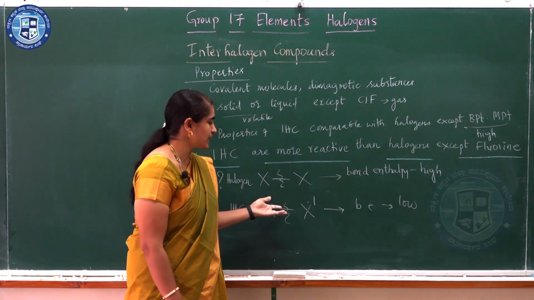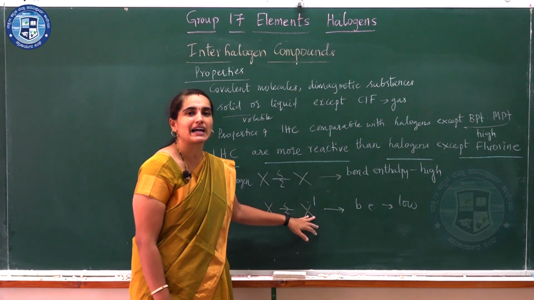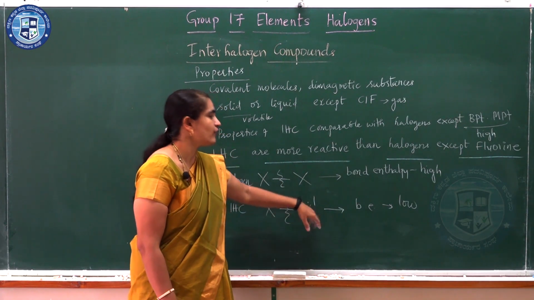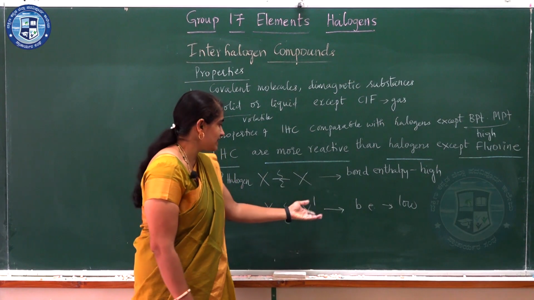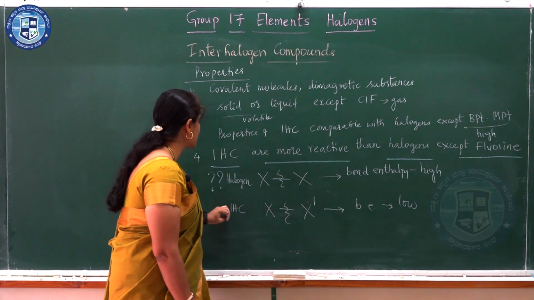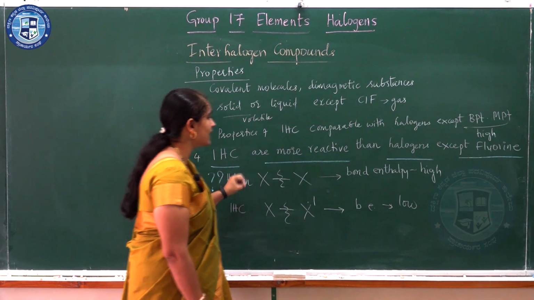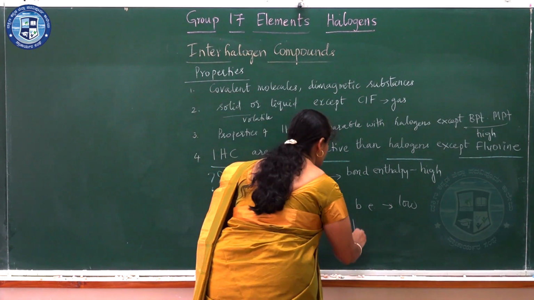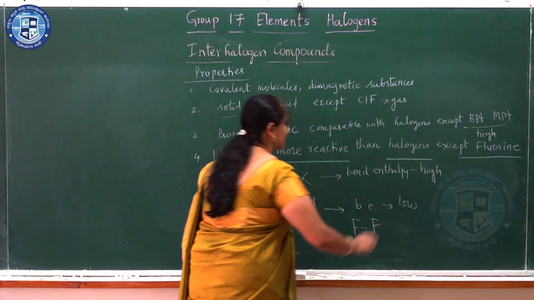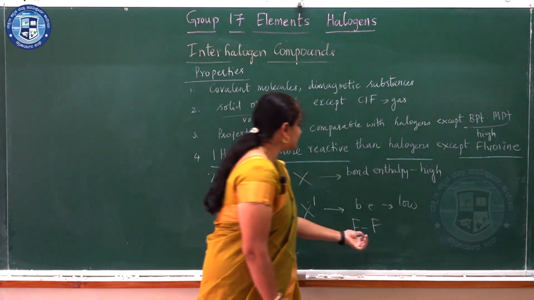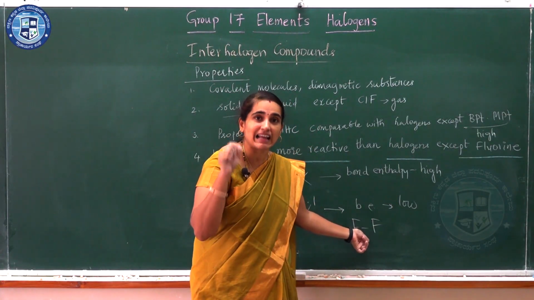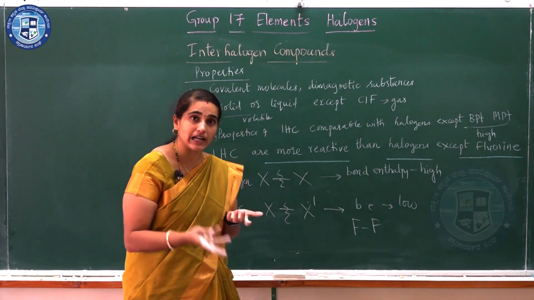Once you can easily break the bond, you can make it react with any other compound, forming a new bond. In that case, these interhalogen compounds are more reactive than halogens. Now if you take fluorine, I have already told this in the anomalous property of fluorine. The bond enthalpy of fluorine is very, very less in comparison with other halogens.